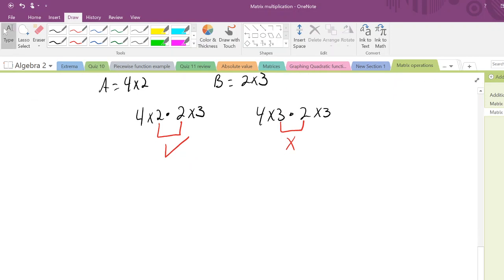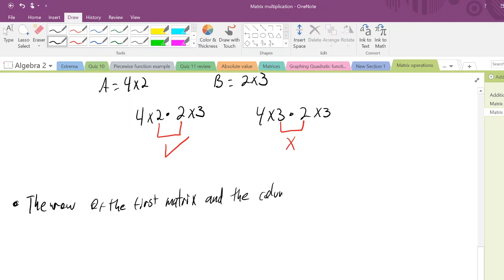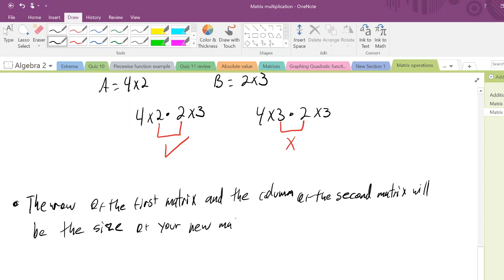Okay? Then the next important thing is the row of the first matrix and the column of the second matrix will be the size of your new matrix.